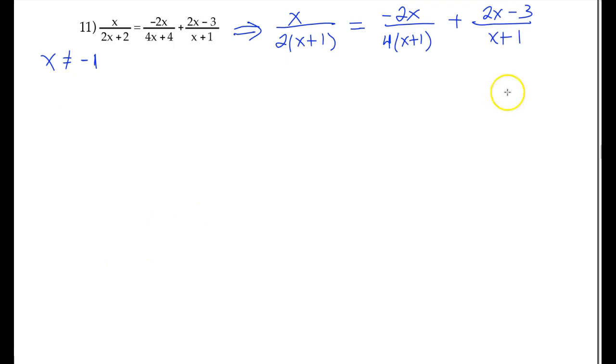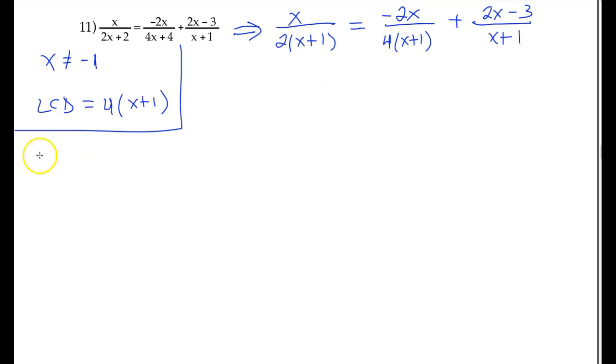The second thing that we know is that if we looked at 2 times x plus 1, 4 times x plus 1, and x plus 1, that the least common denominator amongst these three denominators will just be 4 times x plus 1. Okay? And so using that, this time I'm going to actually use multiplying both sides by the LCD first. Do it that way, and then I'll come back and do it the way where we just make equivalent fractions. So if I multiply both sides of my equation by 4 times x plus 1, then when I set it up, this is what it's going to look like.